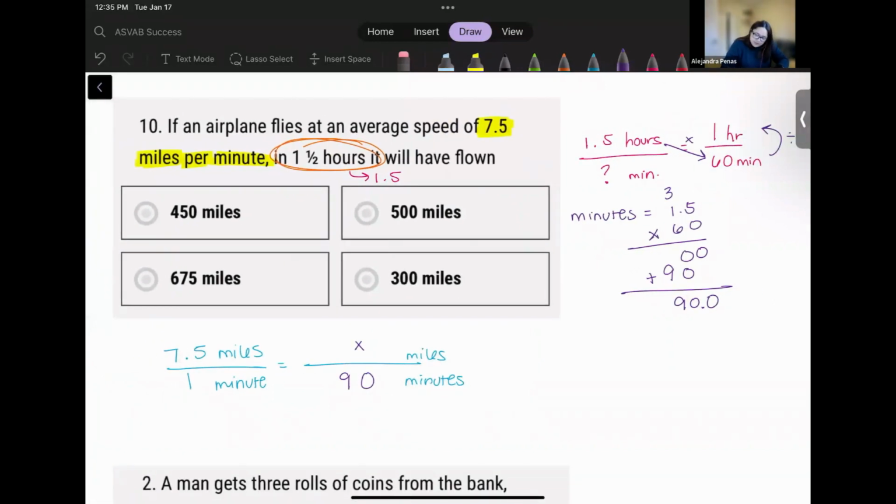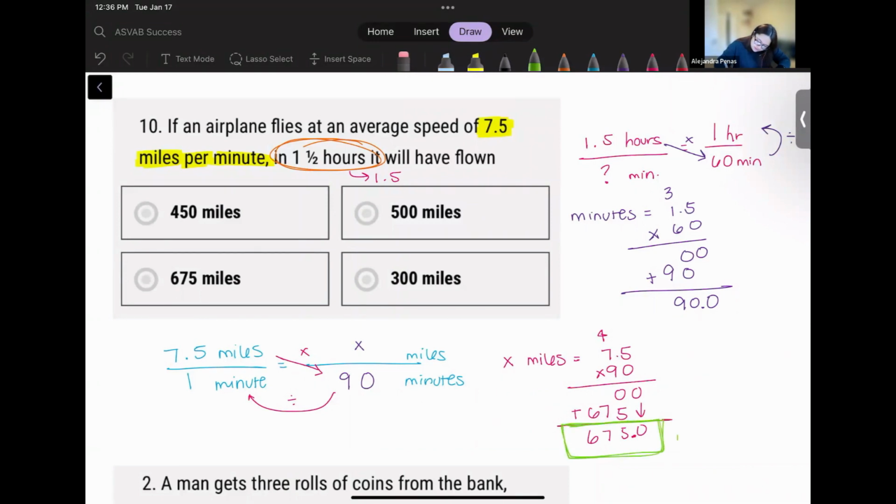So now we have a second proportion to solve, and we're going to do the exact same thing. We're going to multiply first and then divide. So the x number of miles will equal 7.5 times 90 divided by 1, which is not going to change anything. So we're just going to have times 90. So that will be 45, carry the 4. 63 plus 4 is 67. And then I need one number behind the decimal. So my final answer will be 675 miles.